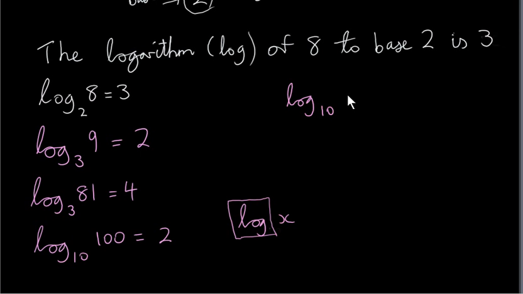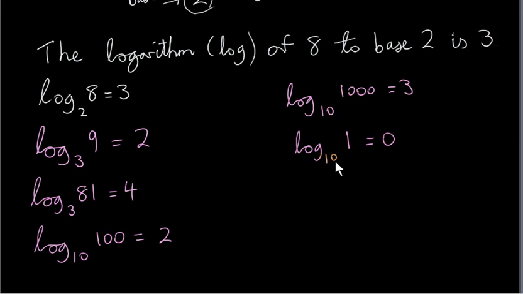Log to the base 10 of 1000 is 3. It's just a matter of counting the zeros. Log of 1 to the base 10 is 0, because 10 to the power of 0 is 1. Any number to the power of 0 is 1. What about log to the base 10 of 0.1? Well, that's actually minus 1.